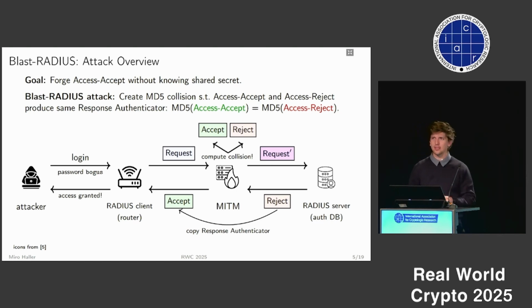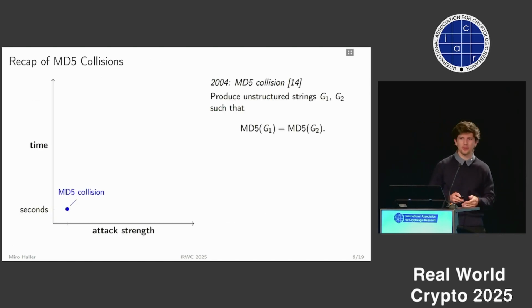Now, I've been very hand-wavy about how this collision works. So let's look at this in more detail, starting with a quick refresher on the MD5 collisions. The first weaknesses were discovered in 1993. And then in 2004, the first full MD5 collision was discovered. So this is a collision between two unstructured strings of bytes that we like to call gibberish. And the adversary can compute these in seconds on a laptop, but they don't actually have a lot of control over the collision. And so that means it's pretty hard to use these types of collisions in real-world attacks.